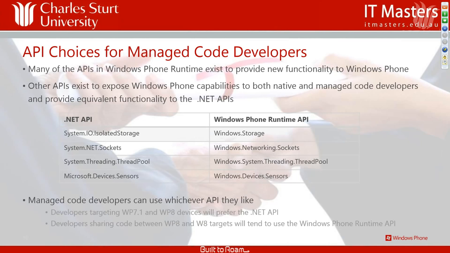So that's just the points in the slide at the bottom there. Basically, if you're looking at targeting both Windows Phone 7 and Windows Phone 8, then you probably want to stick with the legacy APIs, so for example, isolated storage. If you're looking at sharing code between Windows Phone 8 and Windows 8, then you're probably looking at using the Windows Phone runtime API, so for example, Windows.Storage.